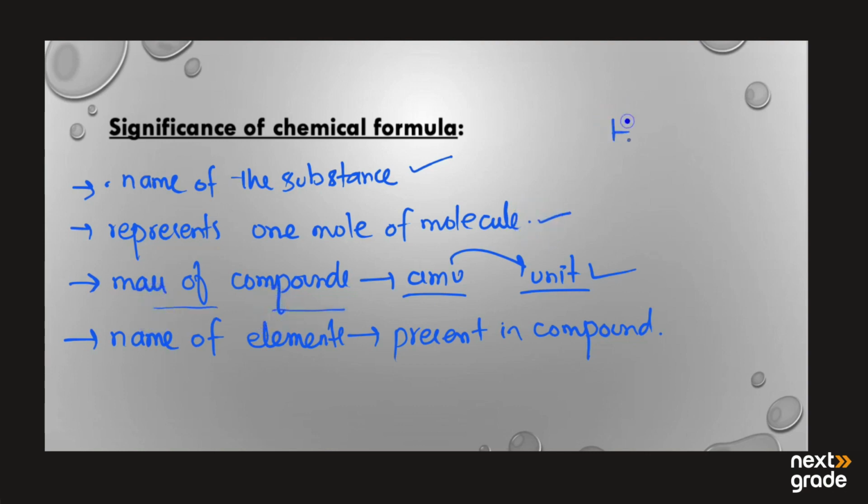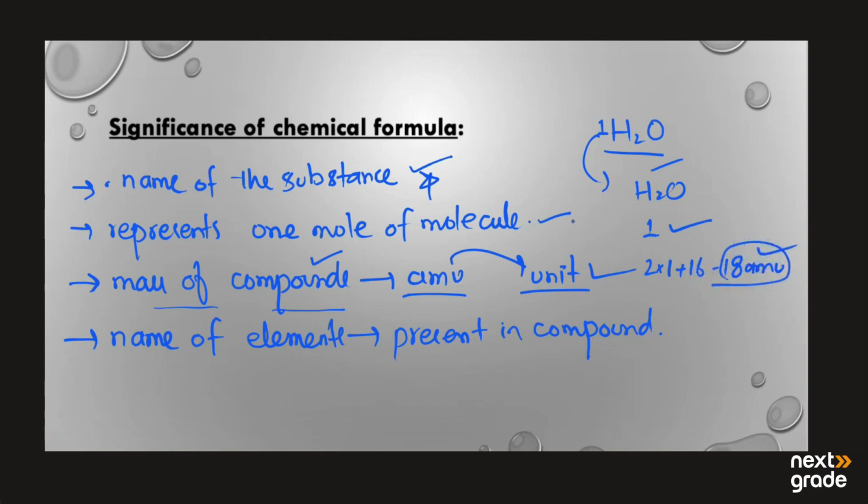For example, here we have the formula H2O. From this, we know its name, as it is the water molecule. We know that it represents only 1 mole of water. Then we can find the mass of the compound by combining its atomic masses: for hydrogen we have 1 multiplied by 2, plus oxygen 16. Its mass is 18 atomic mass units. We also know the elements, as it has hydrogen and oxygen. So this is the main significance of the chemical formula.